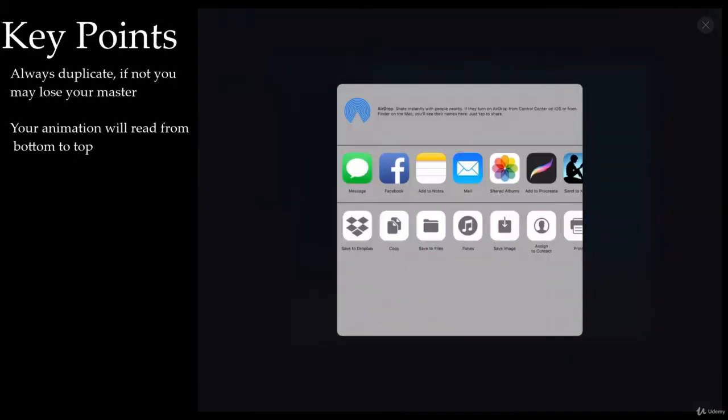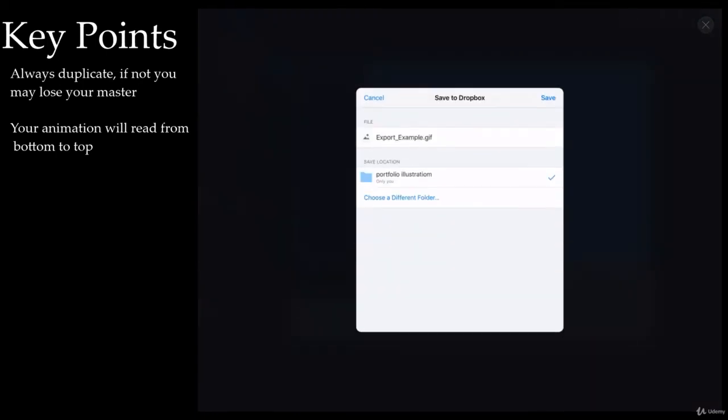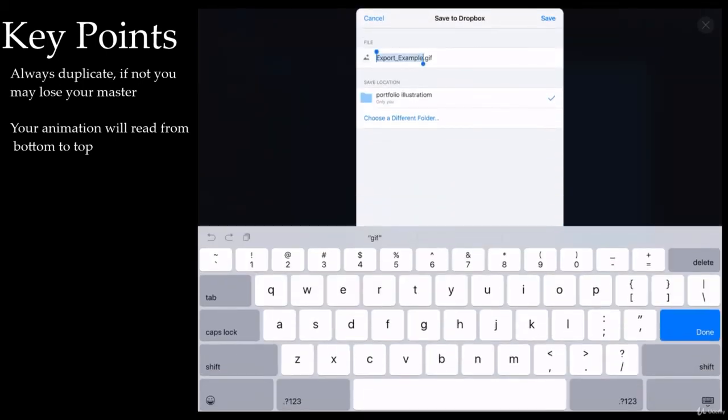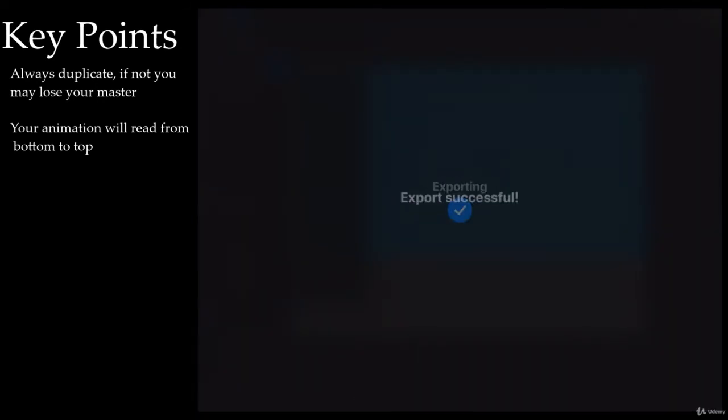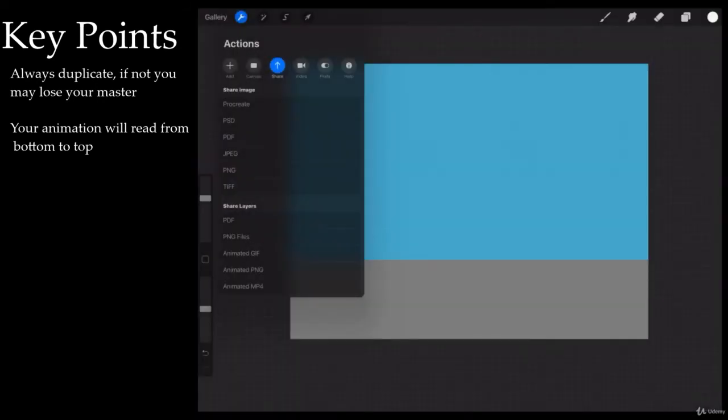Let's go ahead and put it in Dropbox. Save to Dropbox. Let's go ahead and save this. I'm going to call this export GIF 30 FPS. And save. All right, good deal. So from there, you can go right to Facebook. You can do whatever you want to do.